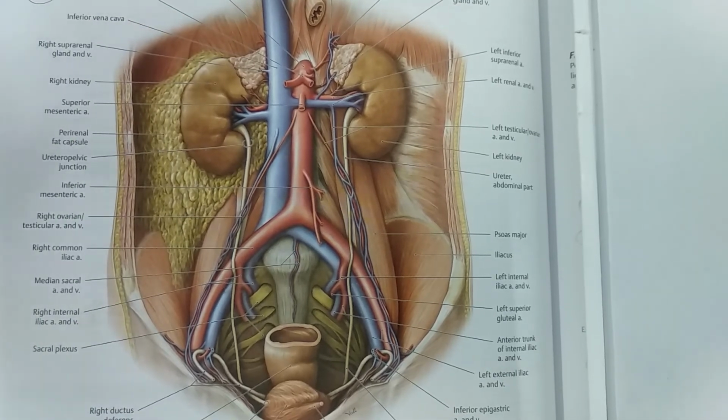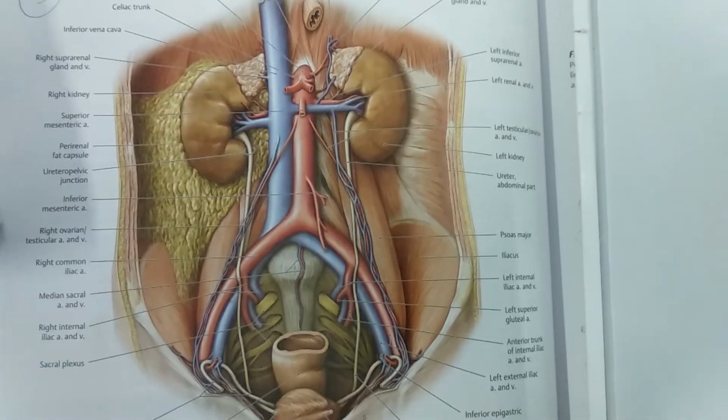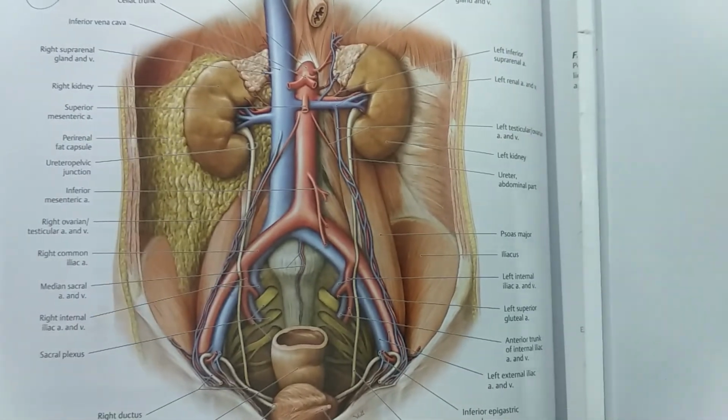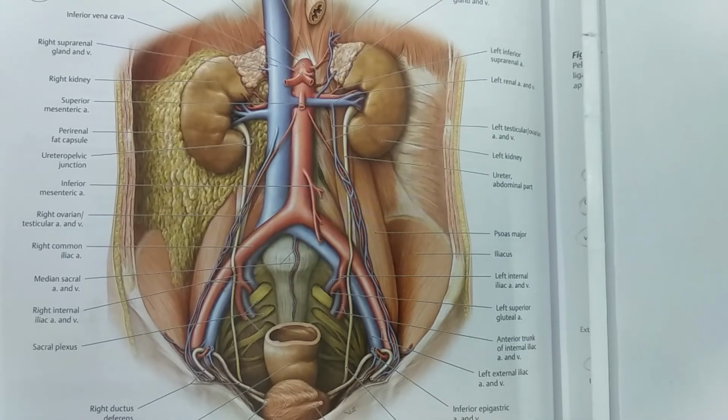Students, this is all about the ureter, its different parts, its relations. Now come to another question that arises: what are the factors which prevent the reflux of urine from the bladder to the ureter? There are 4 factors, or you can say 4 things, which prevent reflux.